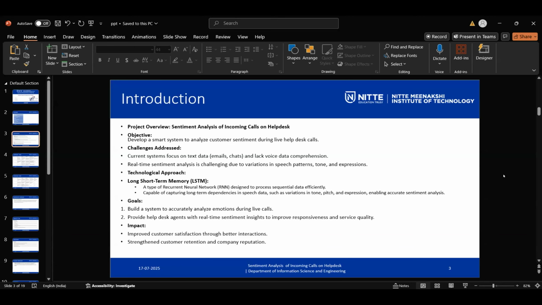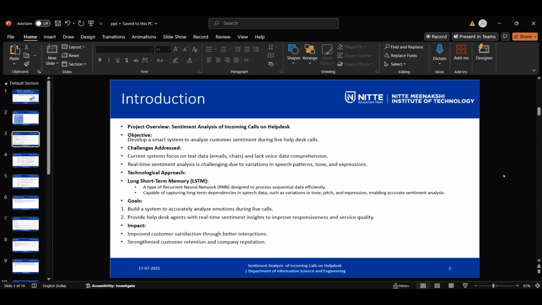Today, customer satisfaction is a top priority in every company. While most sentiment analysis systems focus only on text data like emails or chats, voice calls are often ignored. Our project focuses on understanding emotions in voice during live help desk calls. We used a deep learning technique called LSTM that can understand patterns in audio like tone, pitch, and expression. The goal is to help agents respond better in real time based on how the customer is feeling.